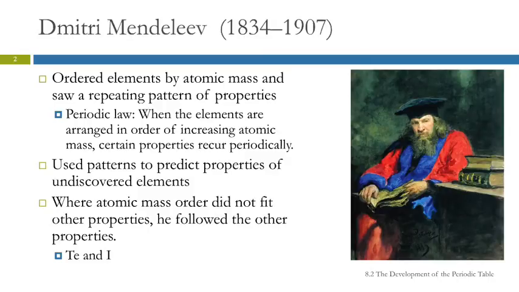And that led to what we know as the periodic law. When the elements are arranged in order of increasing atomic mass, certain properties recur periodically. He used these patterns to predict the properties of undiscovered elements. And he noticed in a couple of places that the atomic mass order did not match up with those recurring properties. So he followed the properties instead of the mass order.